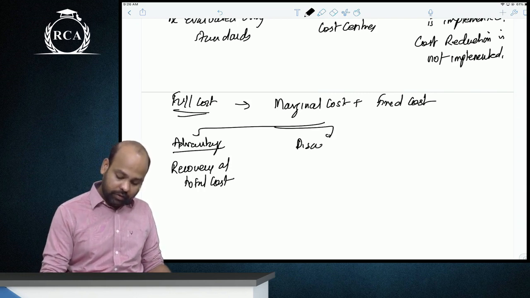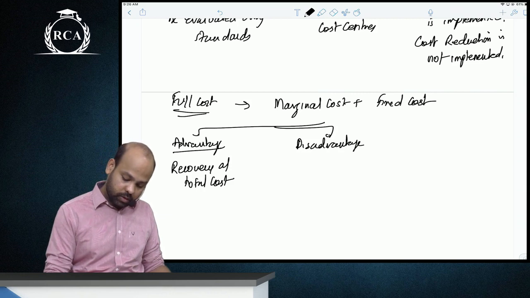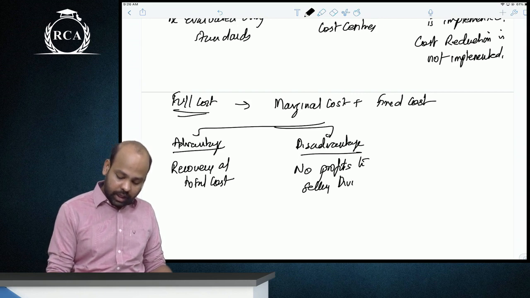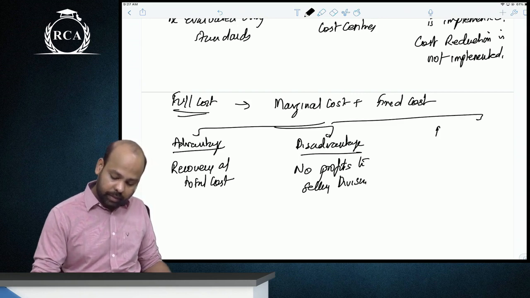Disadvantage, beta, profits will never accrue. There are no profits to the selling division. Behavioral consequences, guys.